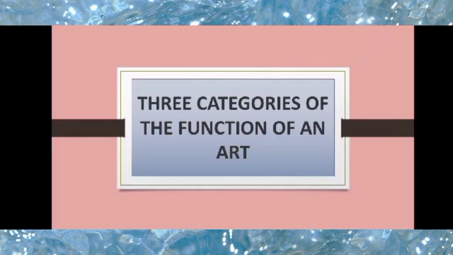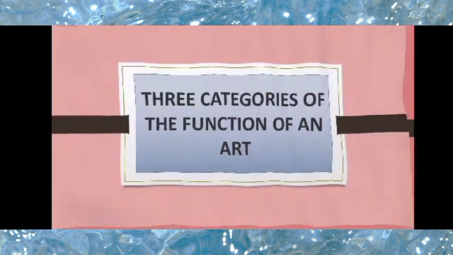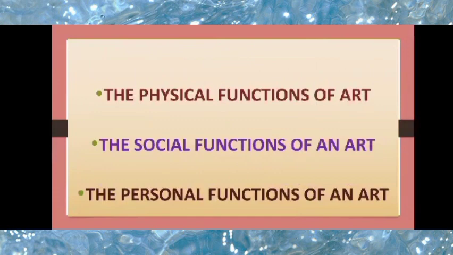So, there are three categories of the function of art. What are those three categories? The three categories are the physical functions of art, the social functions of art, and the personal function of art.